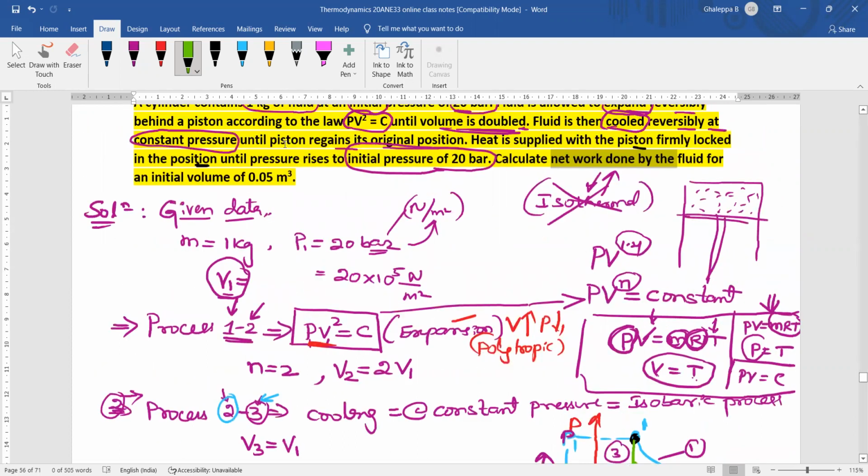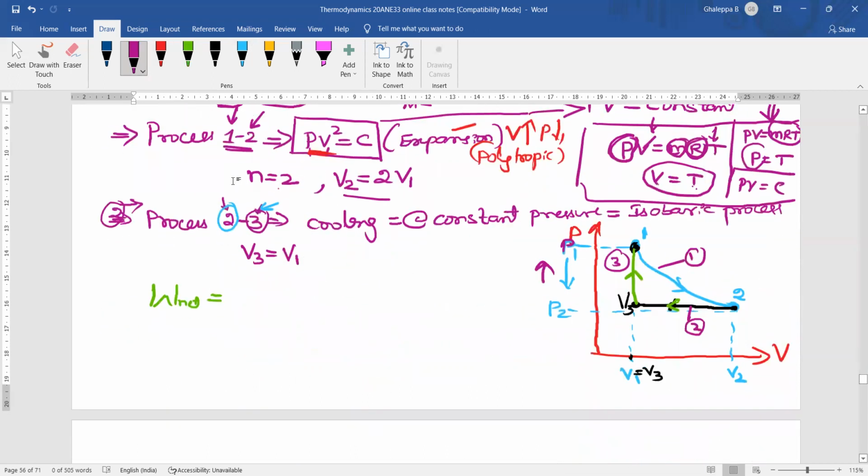And one data is given. Initial volume is 0.05 meter cube. So initial pressure is given, initial volume is given, and final values are given in the processes. So we have to calculate total work done. And dear students, how to calculate total work done? It is the sum of all 3 work done. Total work done is equal to the first work done plus the second plus the third.